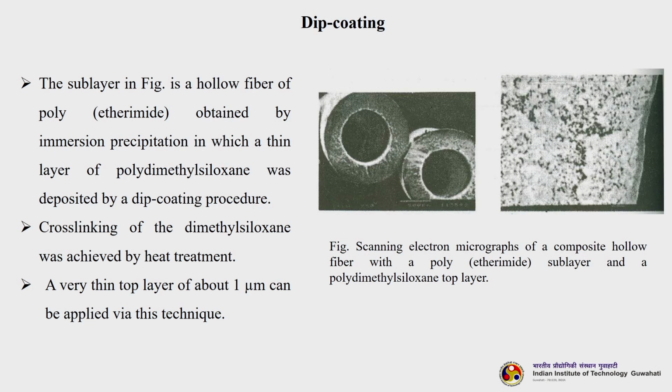So, you can see two scanning electron microscope images of a composite hollow fiber membrane with a polyetherimide sublayer and a polydimethyl siloxane top layer. The sublayer is a hollow fiber of polyetherimide obtained by immersion precipitation, on which a thin layer of polydimethyl siloxane was deposited by a dip coating procedure, okay. Cross linking of the dimethyl siloxane was achieved by heat treatment, and a very thin top layer of about 1 micron can be applied via this technique.